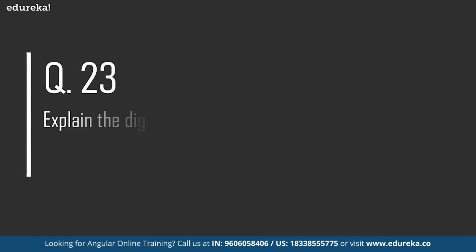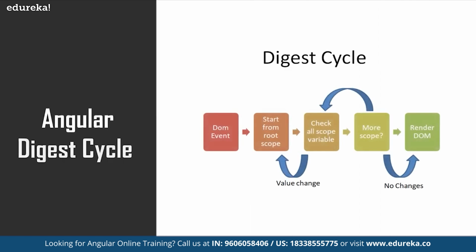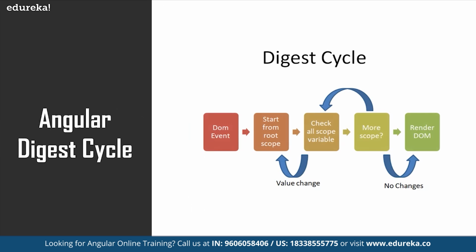Our next question is, explain the digest cycle in Angular. So the process of monitoring the watch list in order to track changes in the value of the watch variable is termed the digest cycle in Angular. The previous and present versions of the scope model values are compared in each digest cycle. Although the digest cycle process gets triggered implicitly, it is possible to start it manually by using the apply function.